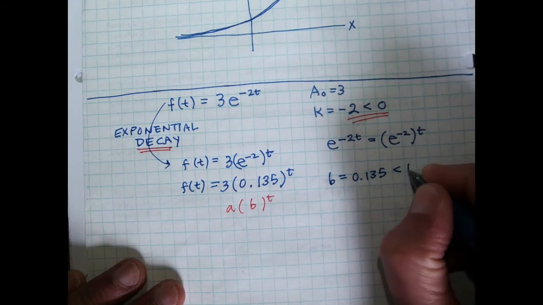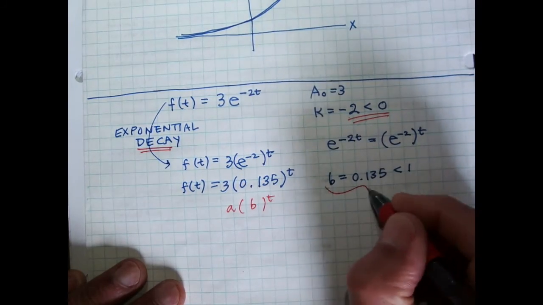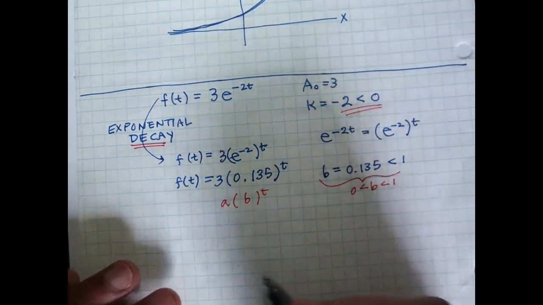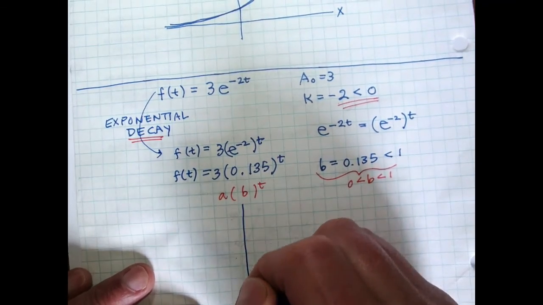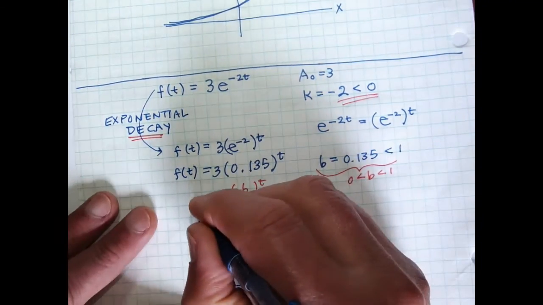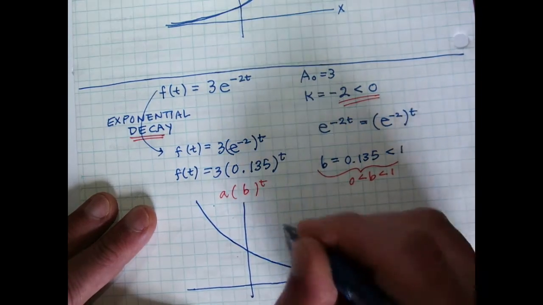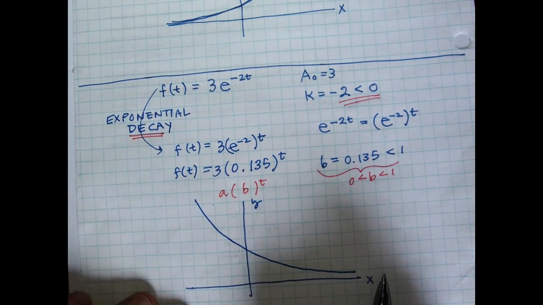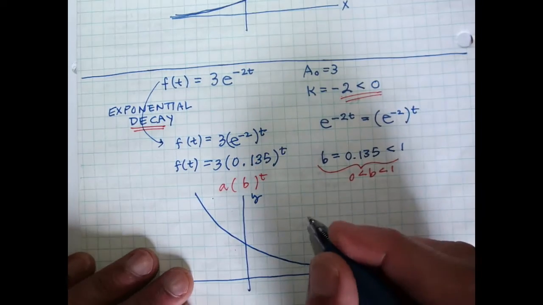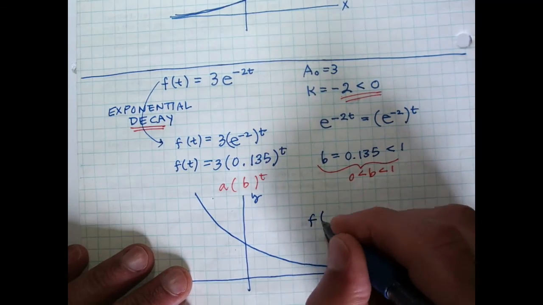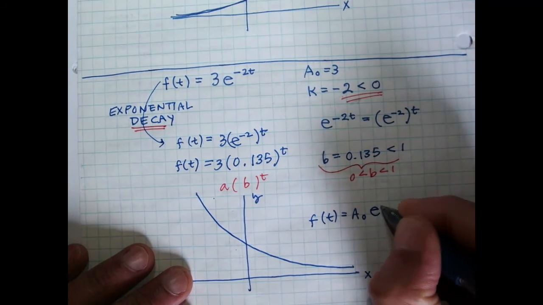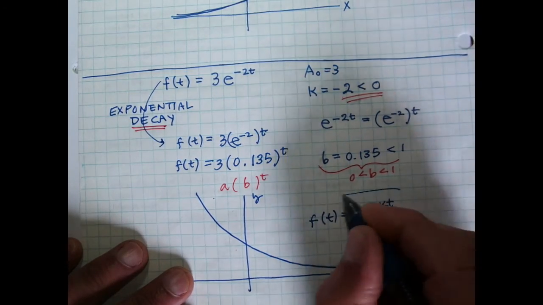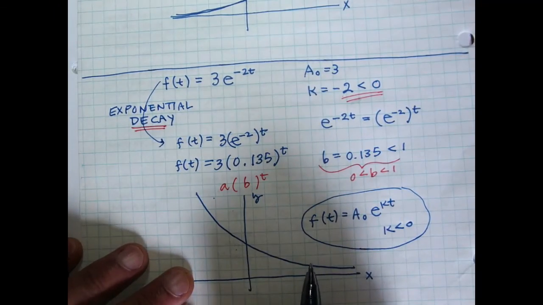That's less than 1. So we have a base that's between 0 and 1. And when we graphed our exponential functions back in the first section, when the base was between 0 and 1, that's when we got a shape of the graph that was like so, right? Where the graph is coming down, approaching the x-axis to the right. And so this is f(t) = a0 e^(kt) when k is negative, less than 0, is one way to think of this kind of function.